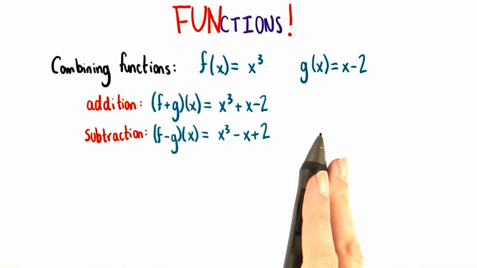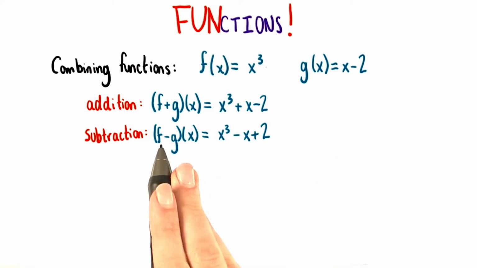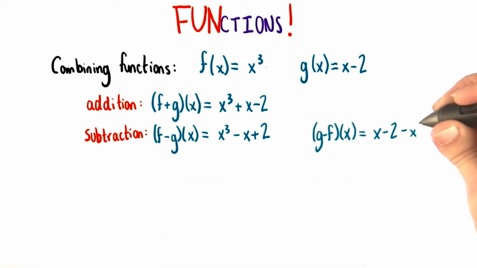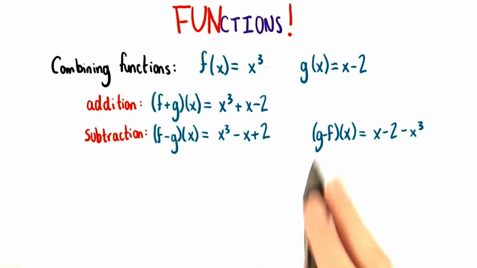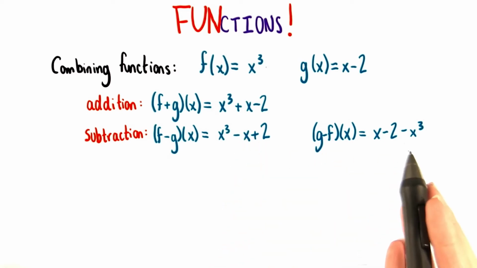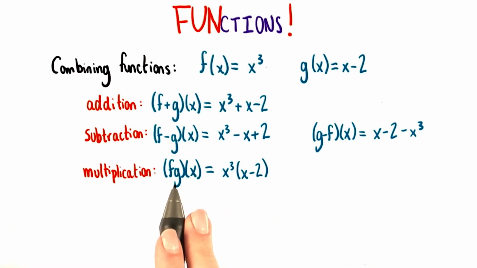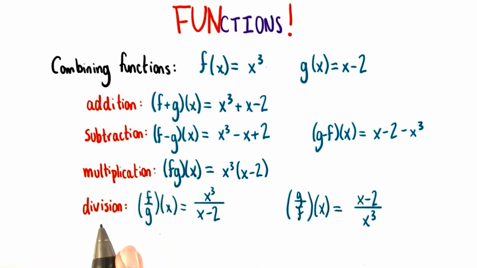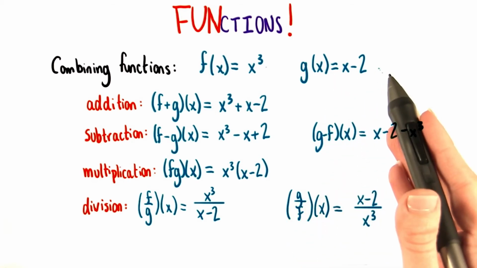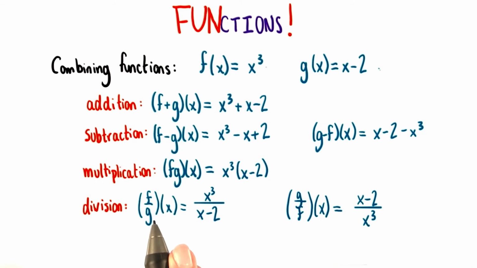We could also combine these through subtraction. We could either have f minus g of x, or we could have g minus f of x. These give us two different things, or at least in this case they do. We can multiply them to give us fg of x. We also found out that we could divide them. We could find f over g of x, or g over f of x. In all of these situations, we just take the outputs of each function and combine them in the ways specified.